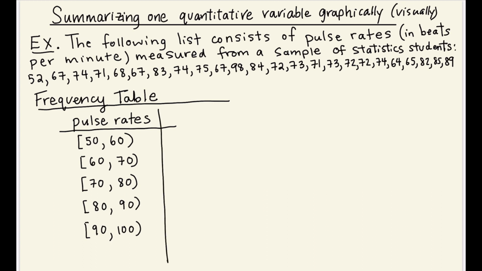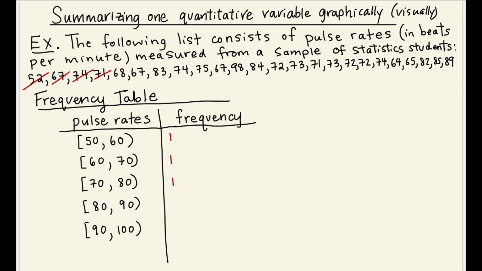On the right side of my table, I'm just going to have the frequencies for each class. So what do I mean by that? Well, I'm going to go through my list of pulses here, and what I'm going to do is I'm just going to count how many pulses fall into each of the classes. So for example, here I see a 52. So there's one pulse in here. Here I see a 67. So I'm just going to mark that I had a pulse in there.